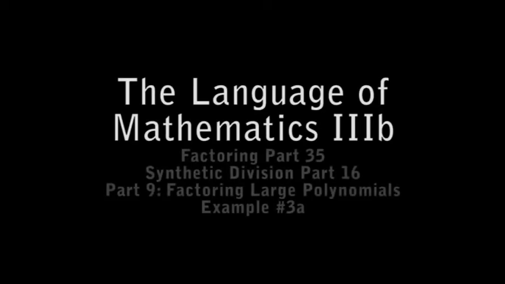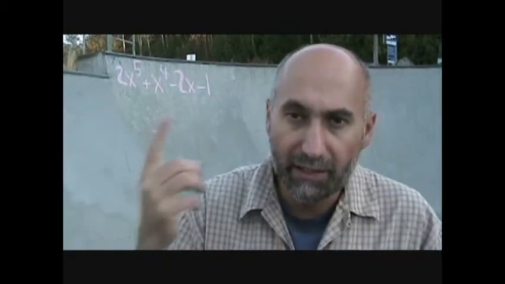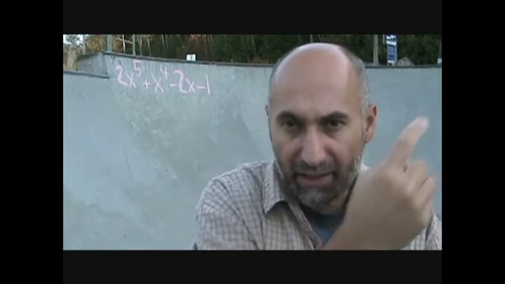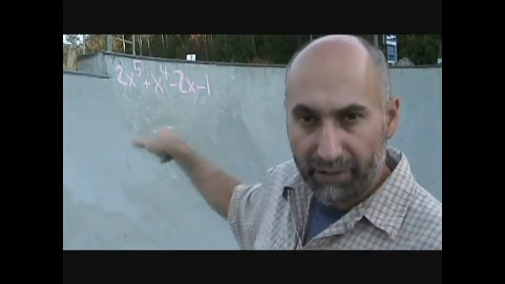Let's say the question was the following. They wanted us to factor this expression, right? Factor this polynomial. And it's 2x to the power of 5 plus x to the power of 4 minus 2x minus 1. So what we're going to do is lay this out in the synthetic division form. We'll probably do it down here because it's just transfer the numbers down.